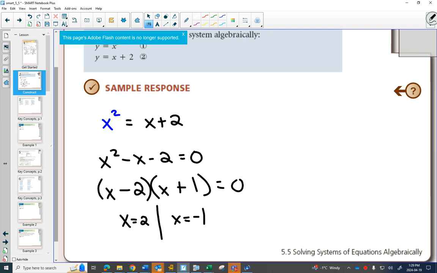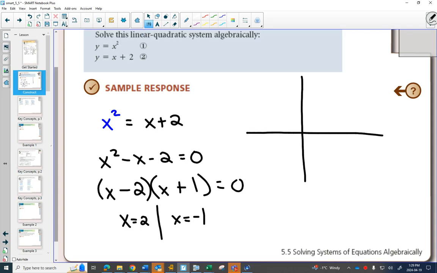And we get 2 answers for x, which I hope you see makes sense because my x squared graph looks like this. My line x plus 2 would look like that.